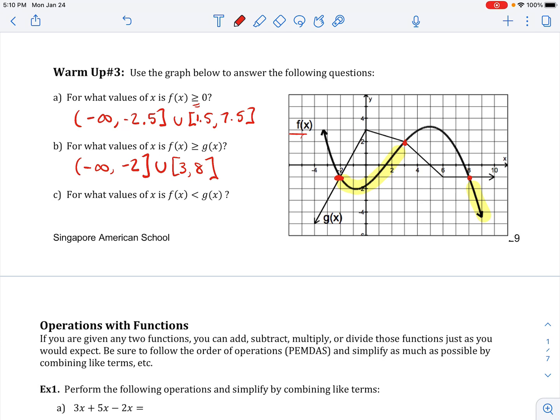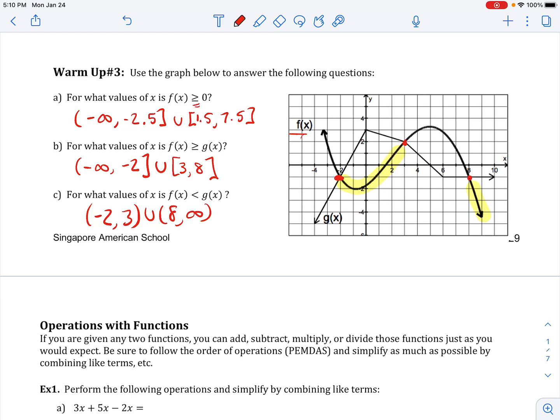So basically, it's the places that we're not part of part B here. So from, and it's just strictly less than. So not -2, but starting at -2 up to 3, not including 3, and also from 8 to infinity. These both go to infinity.